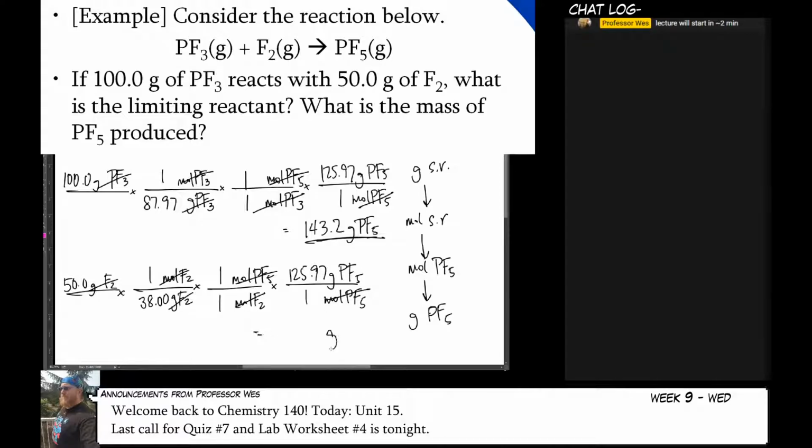We punch it in the calculator. And I get 165.8. Okay, which one makes less? This one does, because it is the limiting reactant. This one is in excess. We scribble it all out. We don't use it in our answer. There you go.